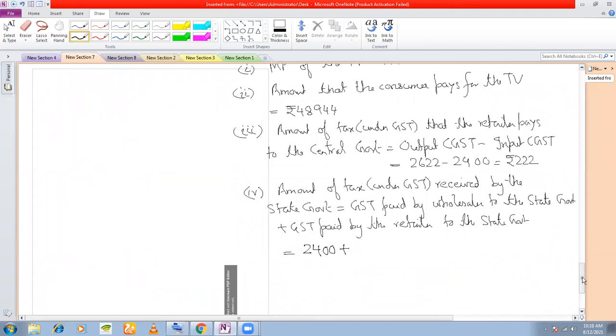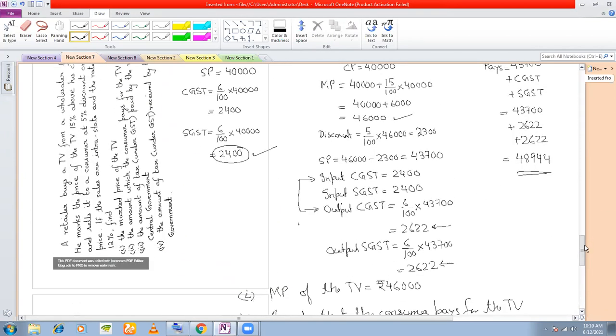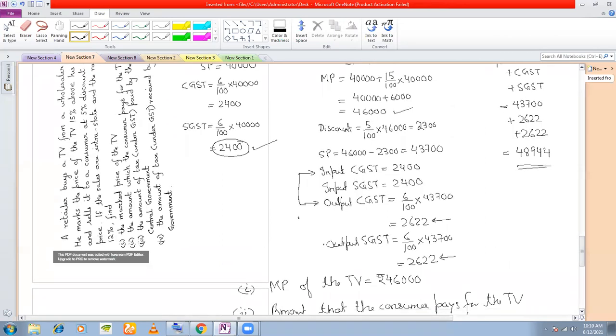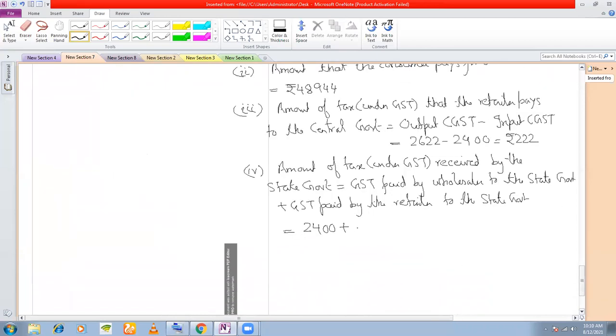And how much is the retailer paying to the state government? How much is the retailer paying to the state government? Output minus input, SGST, right? Which is 2622 minus 2400. Which is 2400 plus 222. So this comes to rupees 2622.